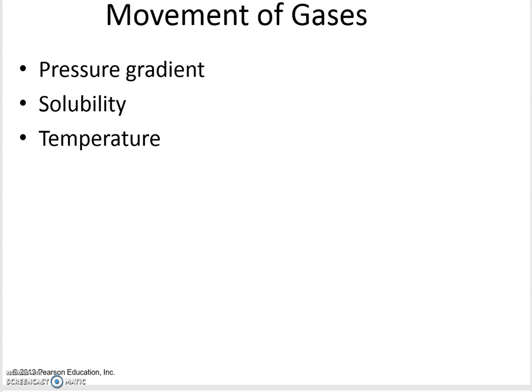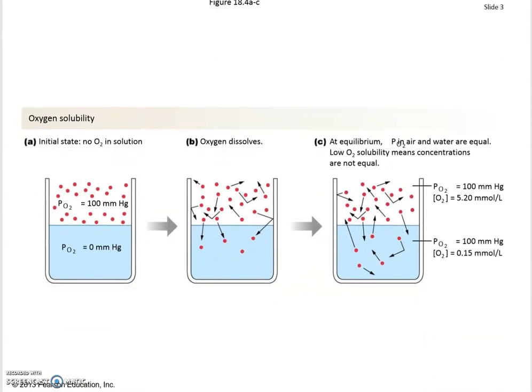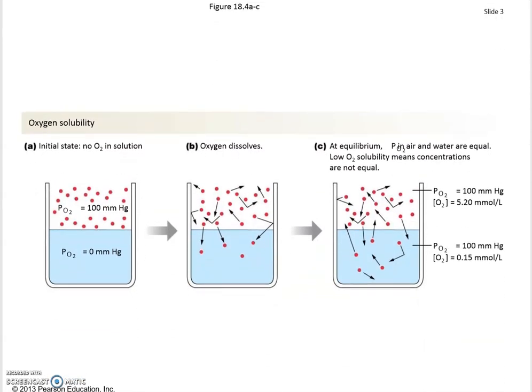Next, we're going to take a look at how gases move. Some of the factors are listed here: a pressure gradient or concentration gradient, the solubility of a gas in some other medium such as a liquid, and then of course temperature always plays a role. So here are a couple of slides that try to convince you that we actually need hemoglobin.